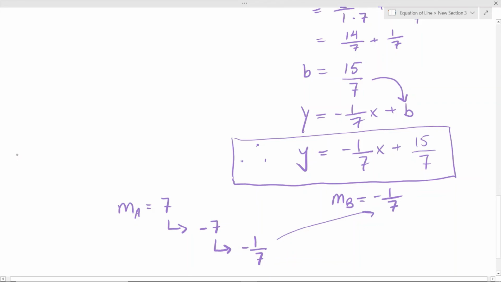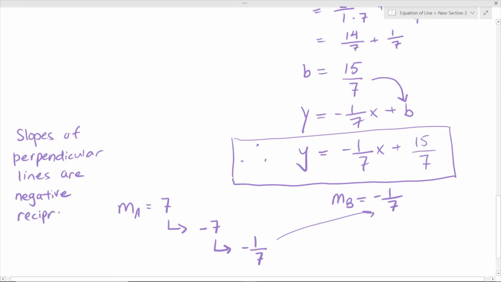You can see that the slopes of perpendicular lines, right? Because line A is perpendicular to line B, they cross at 90 degrees. Slopes of perpendicular lines are negative reciprocals of each other.